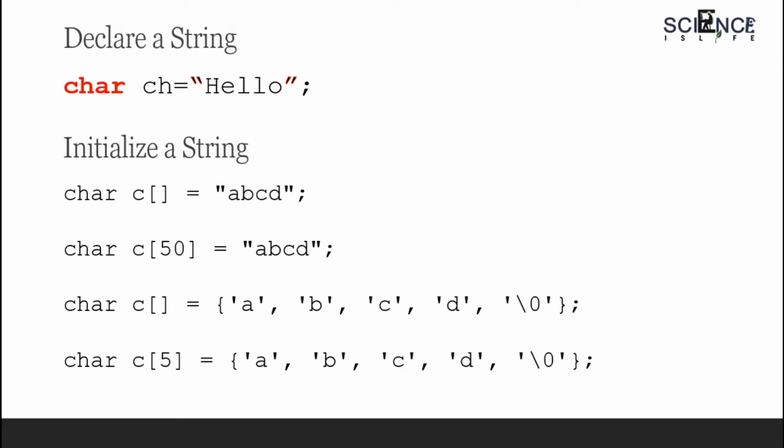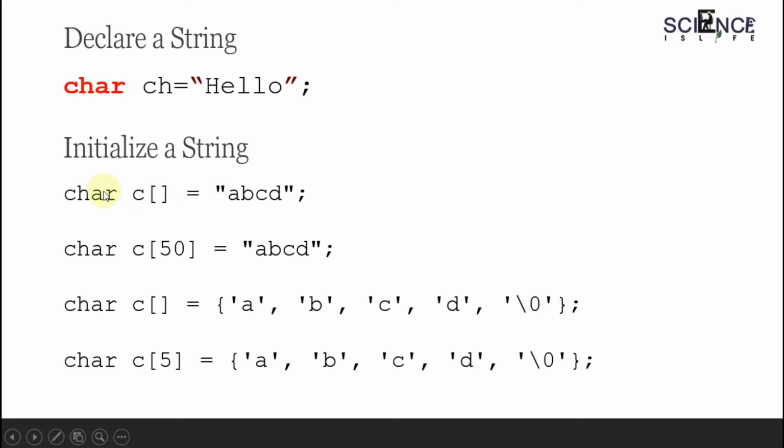So how to declare a string? We can declare a char array. By declaring a char array, we can declare a string, as I mentioned before, like this. Then how to initialize a string? We can have two methods. We can assign the array size when we initialize the array, or we can initialize when we declare the array without the size of the array.